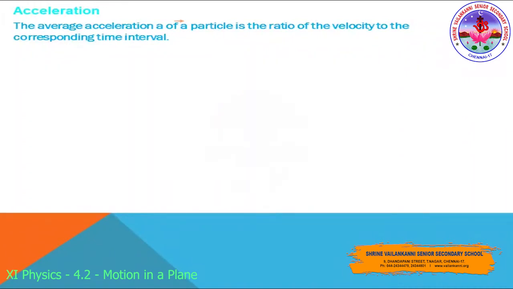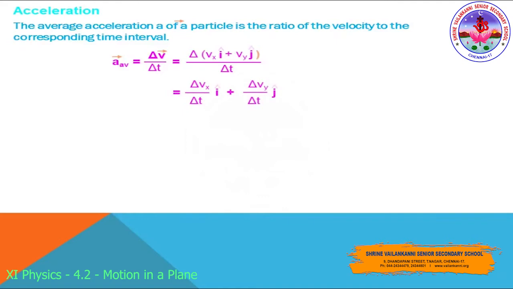What is average acceleration? That is also the ratio of change in velocity with the corresponding time interval, right? Suppose the velocity of an object changes from v vector to v dash vector in the time del t, then what may be the average acceleration? That is a vector which is equal to del v vector by del t, which is equal to (del vx i cap plus del vy j cap) by del t. Got it? So this also we can write separately. Taking del t separately, we can write the average acceleration vector as equal to ax i cap plus ay j cap, right?